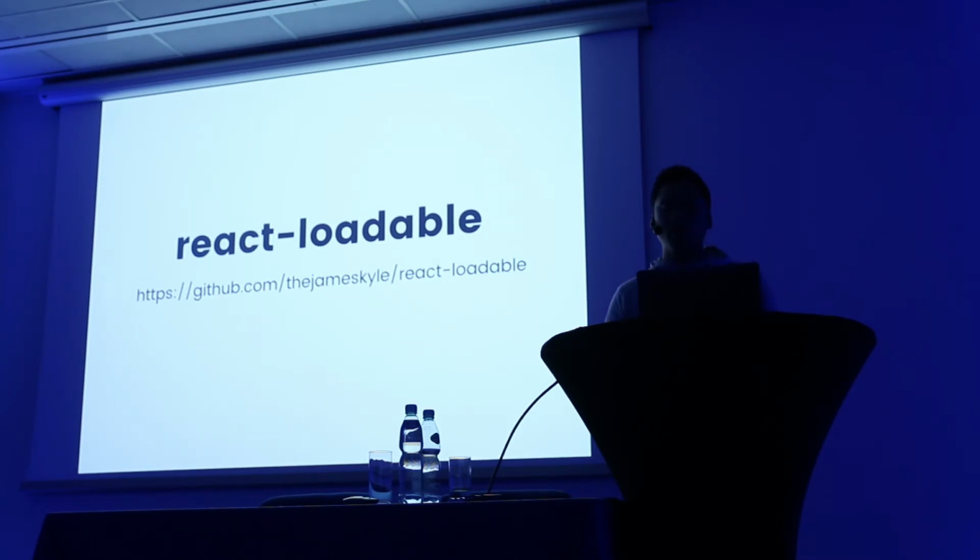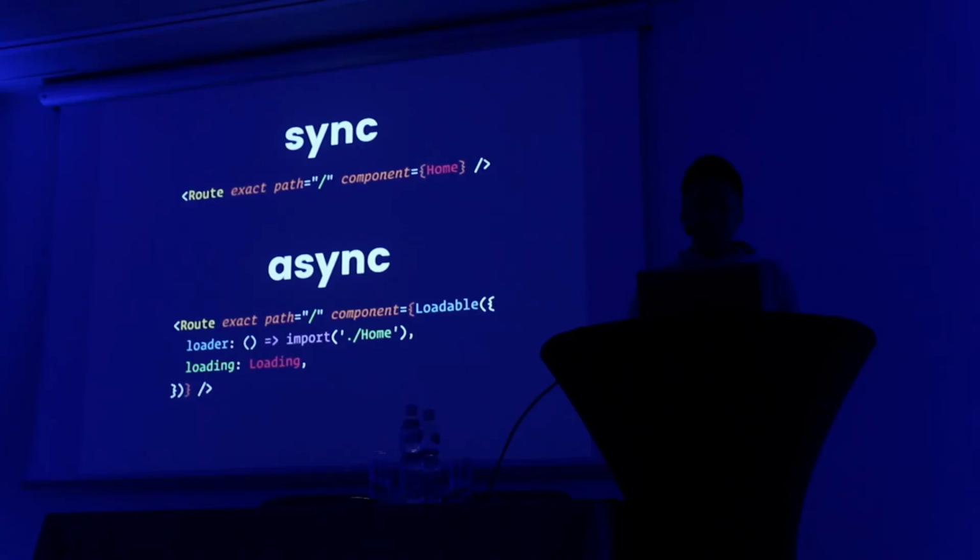React Loadable by James Kyle is a higher order component for React that basically takes all the complexity that I just explained to you before and makes using dynamic imports even easier. It has everything you need for code splitting, or for splitting your code asynchronously, including support for server-side rendering. Here's a quick example of a comparison with a route. In this synchronous way, we would pass in our route element the home component, which is syntax highlighted here in red, with the component prop.